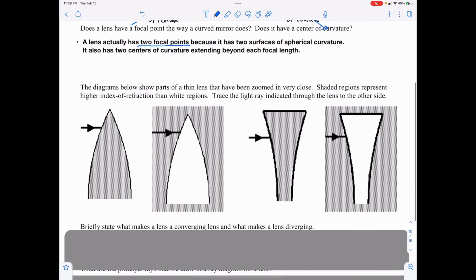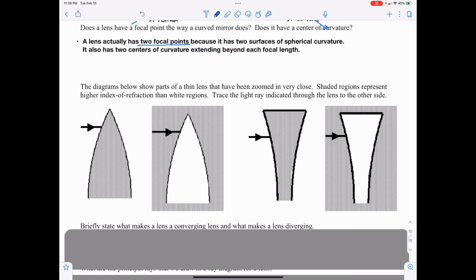The diagrams below show parts of the thin lens that have been zoomed in very close. Shaded regions represent higher index of refraction than white regions. Trace the ray of light indicated through the lens to the other side. What would this look like? This is going to look very similar to the exercise we did with Snell's law of refraction and the triangular prism.